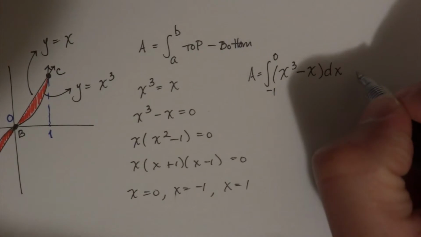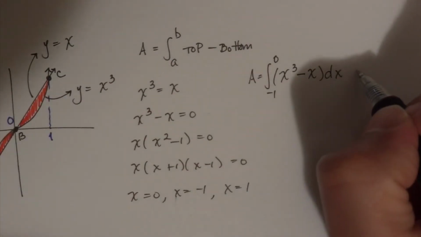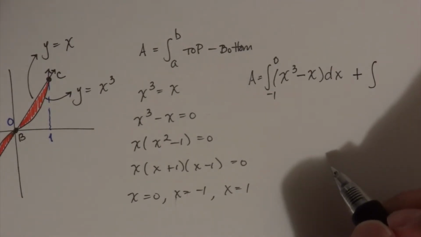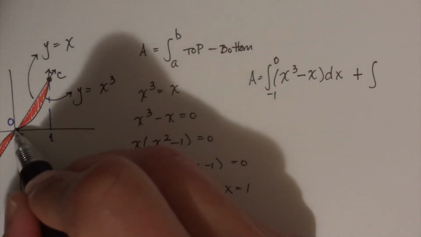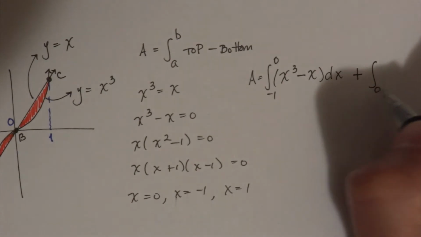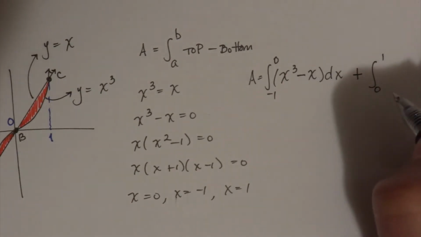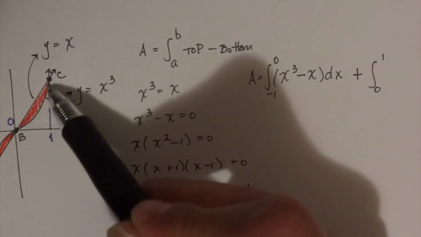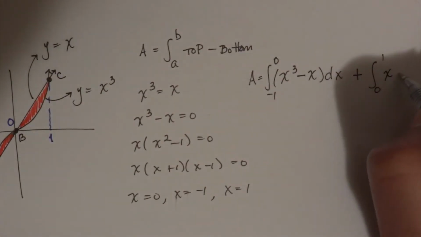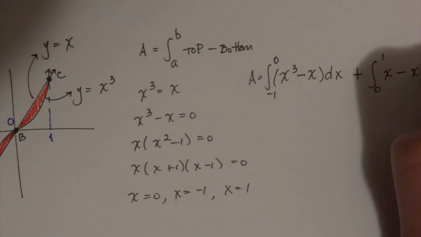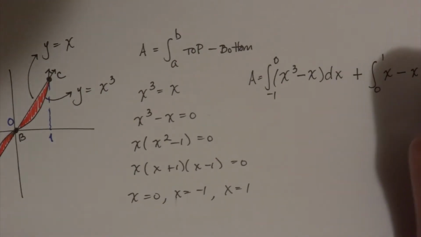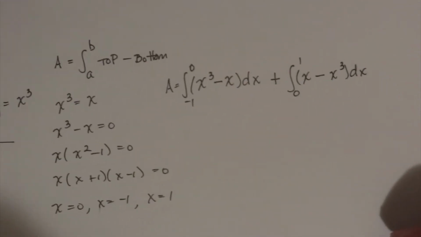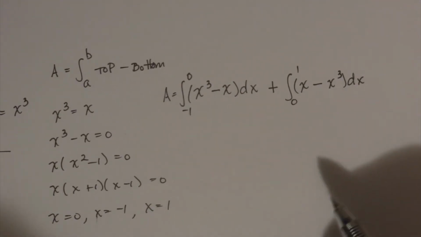Okay. Now, because it's two parts, I want the area, I'm going to add. Okay, notice that I'm adding both integrals. So it goes from, we continue from B to C, from 0 to 1. And now the top function is not x cubed. Now it's this straight line, which is x, minus the bottom function, which is x cubed, with respect to x. So we're going to put dx. And, sorry about that. That's what we have.